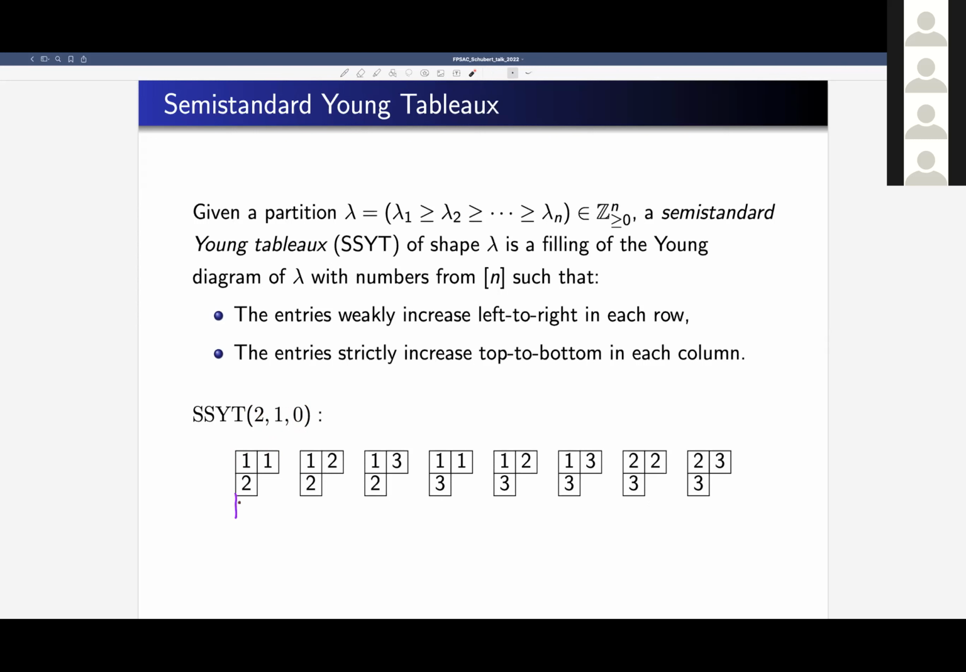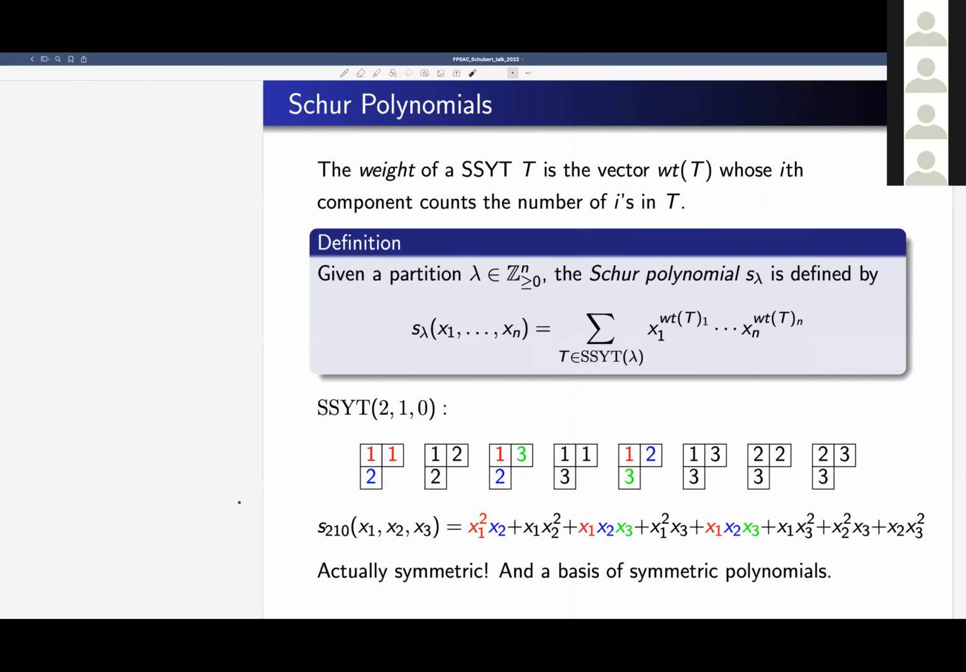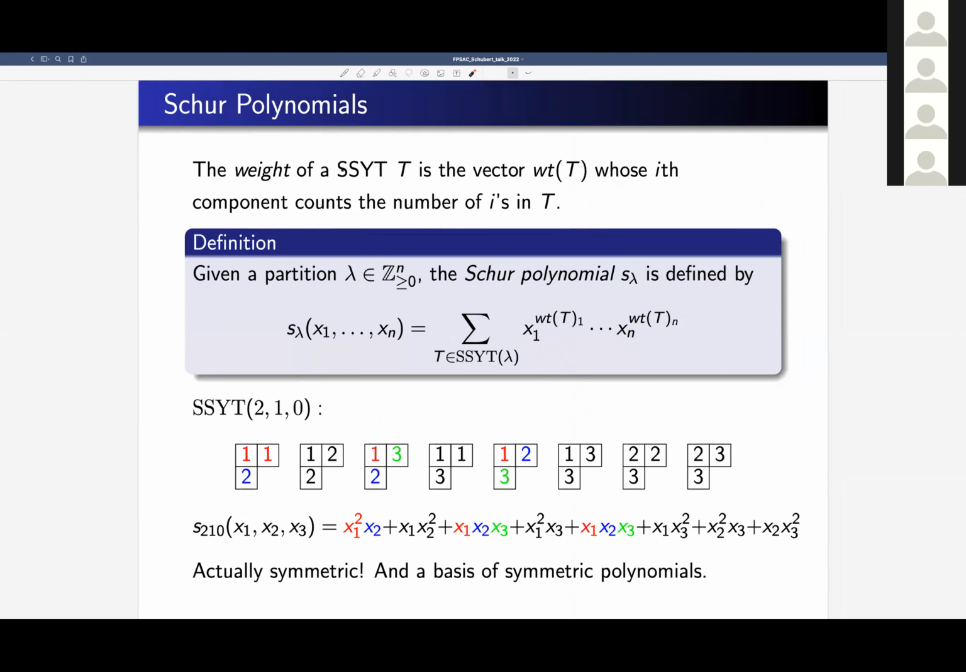And we are filling it with the numbers 1, 2, 3, so that the entries are weakly increasing left to right in each row and strictly increasing in the columns. And so we get a Schur polynomial indexed by this partition 2, 1, 0 in 3 variables, corresponding to the fact that this partition is of length 3. We simply do this generating function.